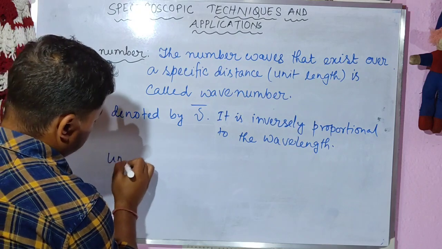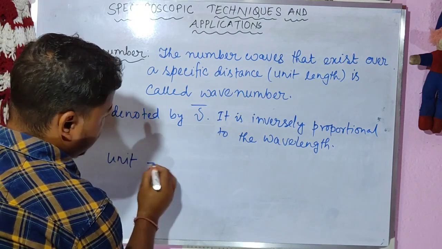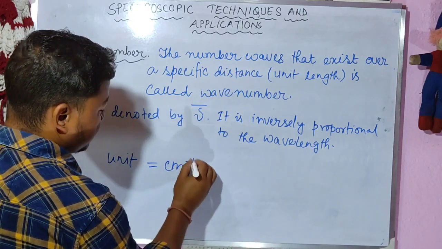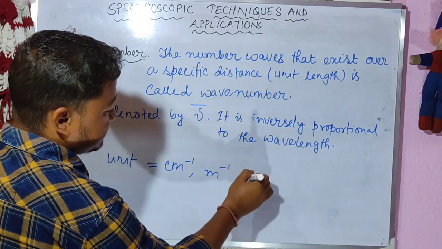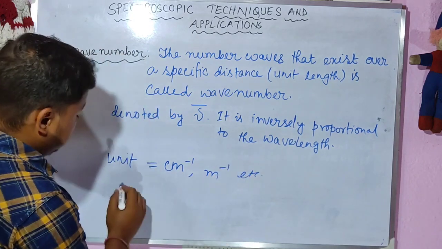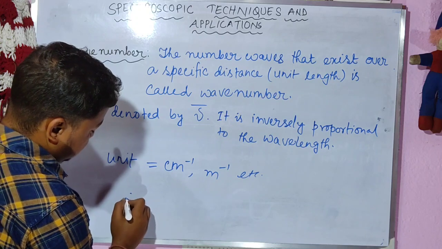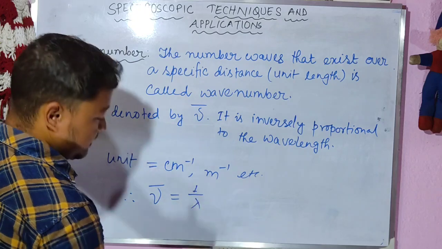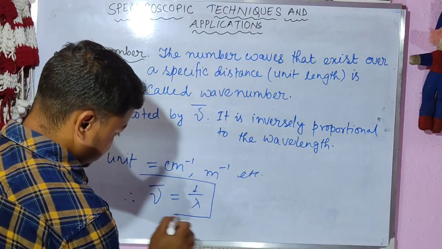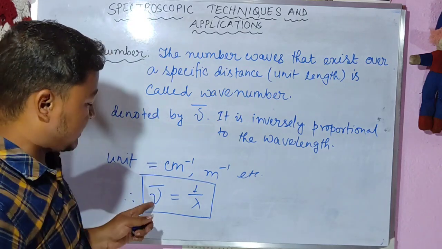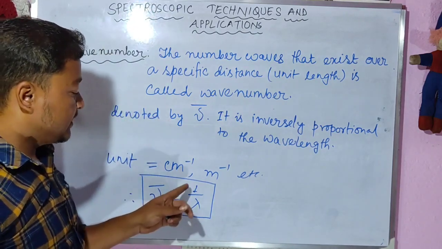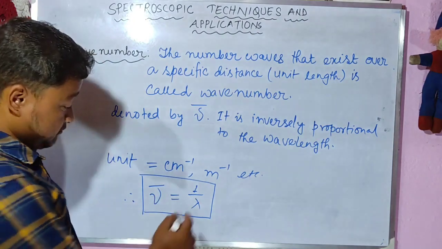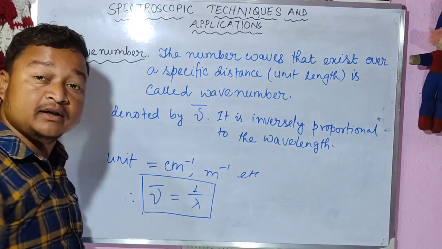Unit of wave number equals inverse of wavelength, that is centimeter inverse, meter inverse, etc. And therefore nu bar equals 1 by lambda. Nu bar, that is wave number, is inversely proportional to the wavelength, that is 1 by lambda. So nu bar equals 1 by lambda.